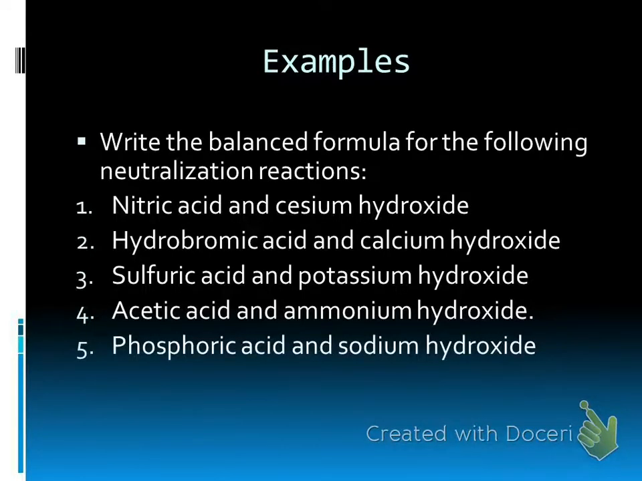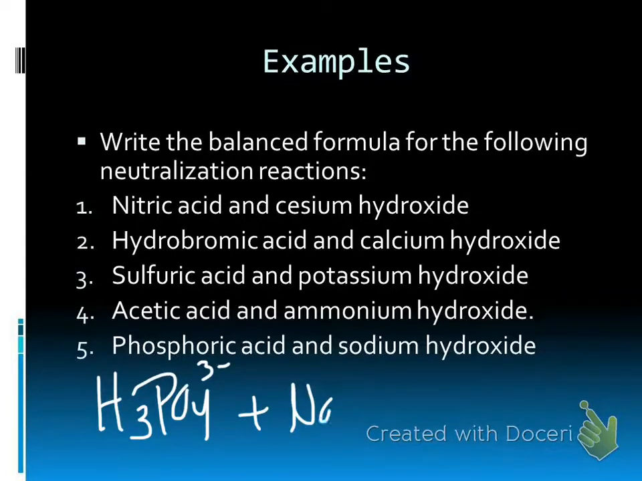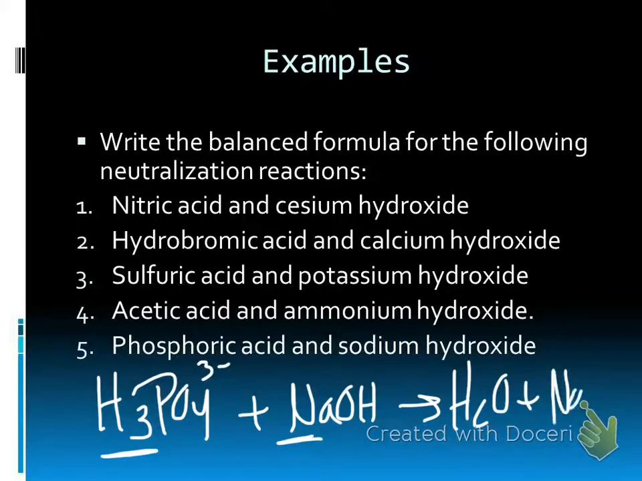Phosphoric acid, remember there's no hydro, so this has got to be a polyatomic ion. It came from ate, and here's phosphate. It has a 3- charge. We have to add enough hydrogens to balance that out, so we need 3 of them. Sodium hydroxide is NaOH. Do the double replacement. Hydrogen's going to swap with sodium, and we're going to end up with hydrogen hydroxide, which is water, and sodium phosphate. Remember, phosphate's a -3, sodium's a +1, so we're going to need 3 sodiums to balance that out.